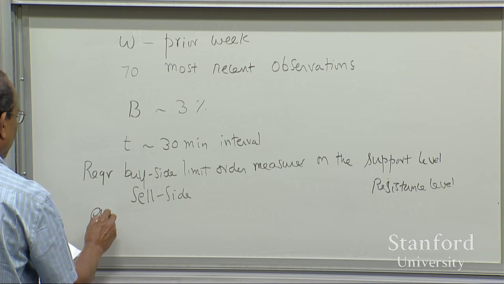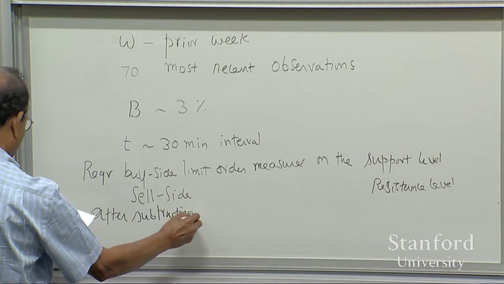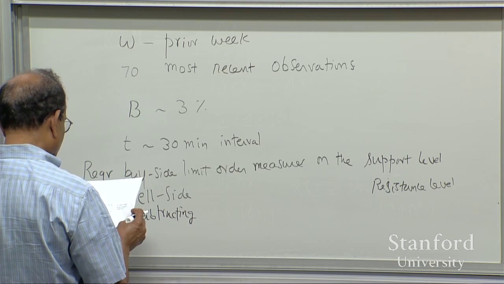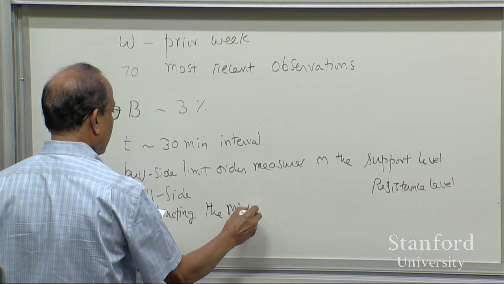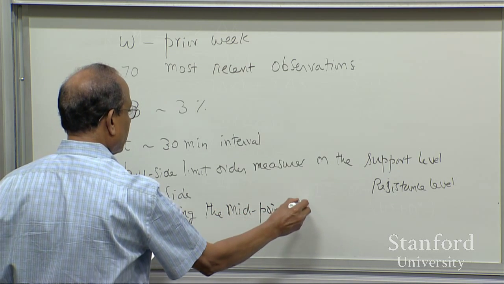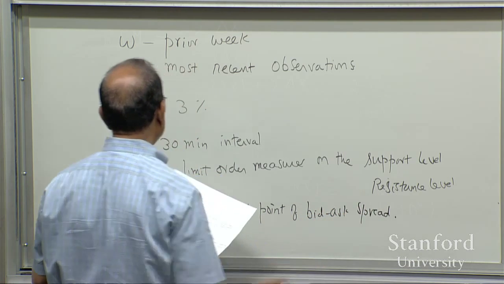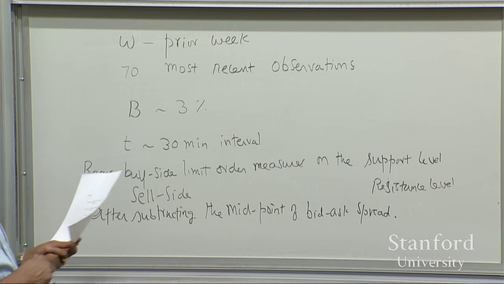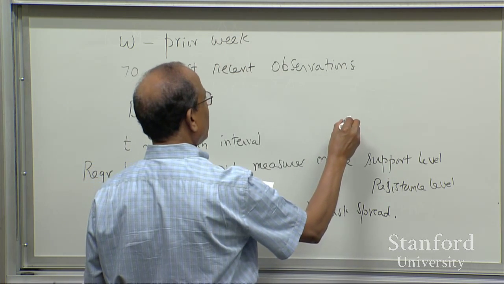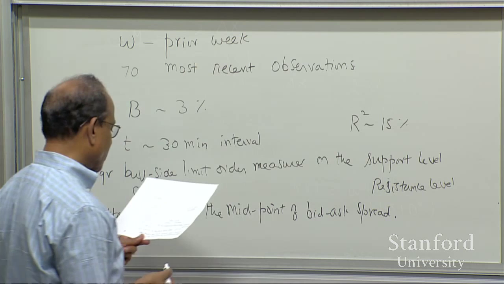Okay. So after subtracting the midpoint of the bid-ask spread, this is just to see whether the past support levels and past resistance levels can give some information about the future. That's the idea behind it. Generally, they've shown that R squared is roughly 15%, which is pretty good in this kind of case.